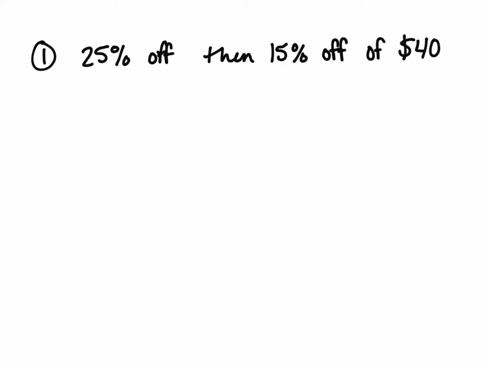So if a $40 item is on sale for 25% off, and then there's an additional 15% off, we're going to do this discount in 2 separate steps. So our total, or our whole, is 40, and we're going to look for the part. How much are we paying for?